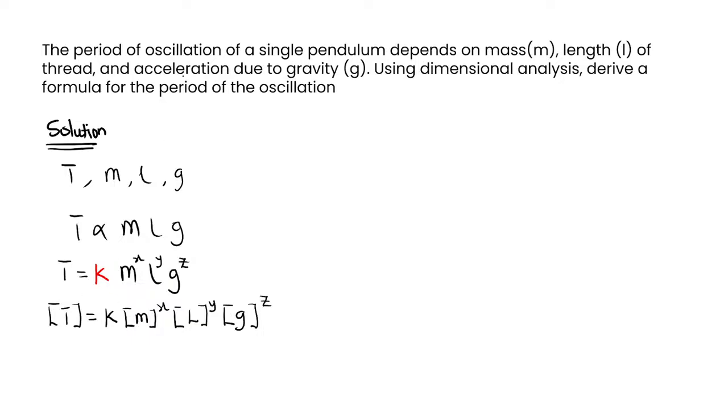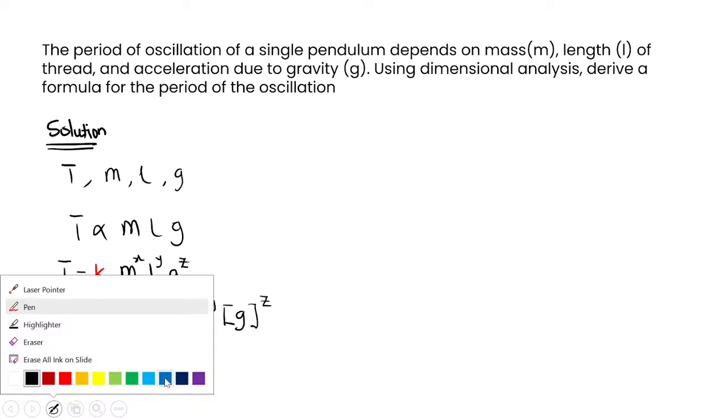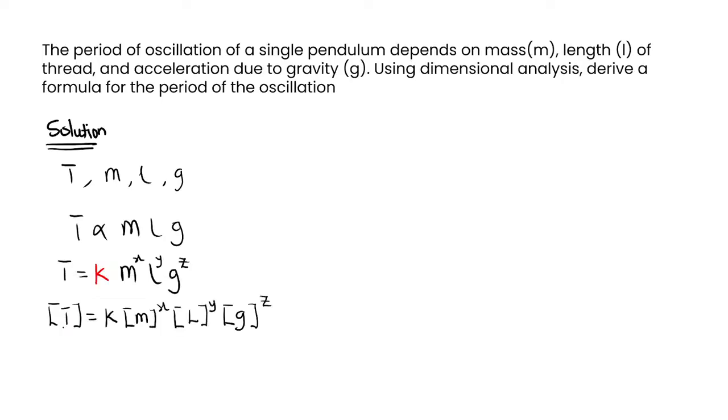Now the period of oscillation, period is the same as time and it's measured in seconds. Are you okay? So the dimension for time, as we saw yesterday, is T. So let me use a different color so that we appreciate that. The dimension of time over here is T. Then this is equal to the constant. For mass, the dimension of mass is still M, so I write my capital M, then I bring the power x. Then I have length. The dimension of length is still L, so I bring the L raised to the power y.